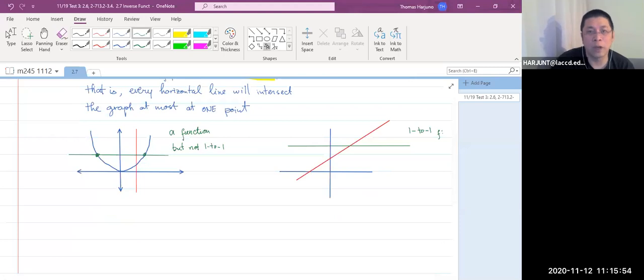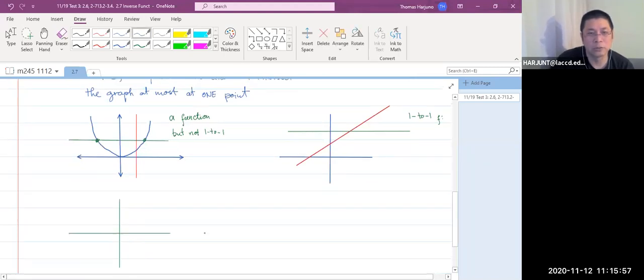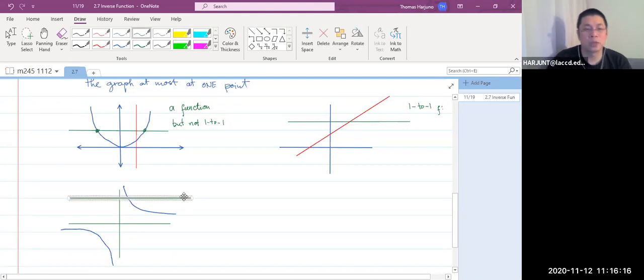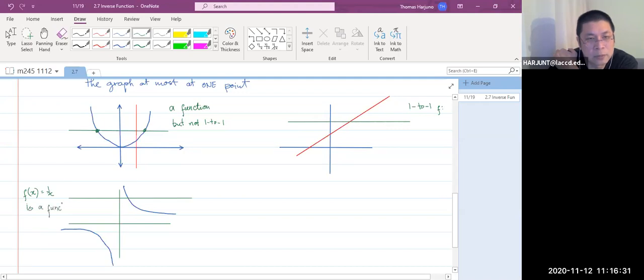The function 1 over x is also a one-to-one function. The graph of 1 over x is also one-to-one, because every time you draw a horizontal line, it hits the graph at most at one point. So we know that f(x) equals 1 over x is a function. Now, the fact that it is one-to-one is something that we check using the horizontal line test.